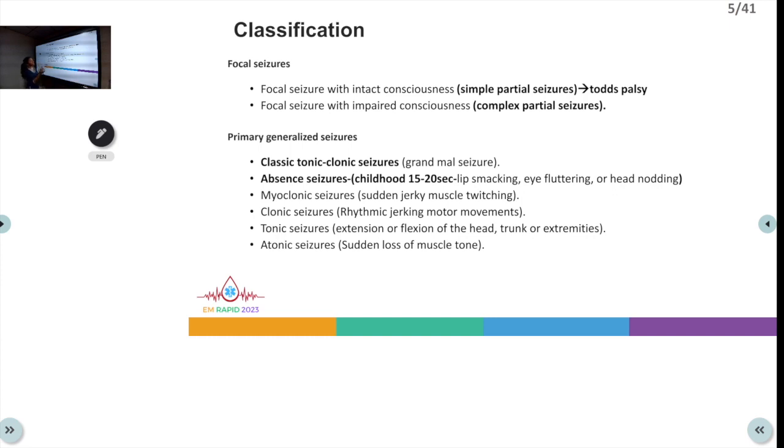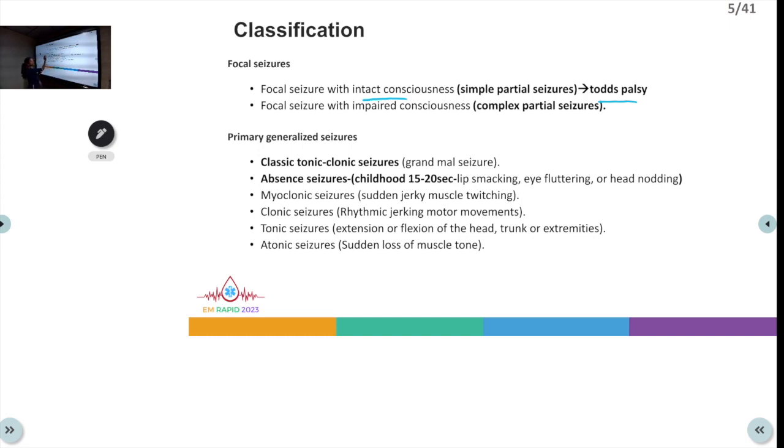Generally, when we classify seizures, a focal seizure is a seizure involving either a part of the body with intact consciousness. Since the patient was conscious during that event, even after the event the patient will be conscious, and there will not be any postictal state. At that time the patient might complain of palsy of the involved area. Okay, and seizure with impaired consciousness is known as complex partial seizures.